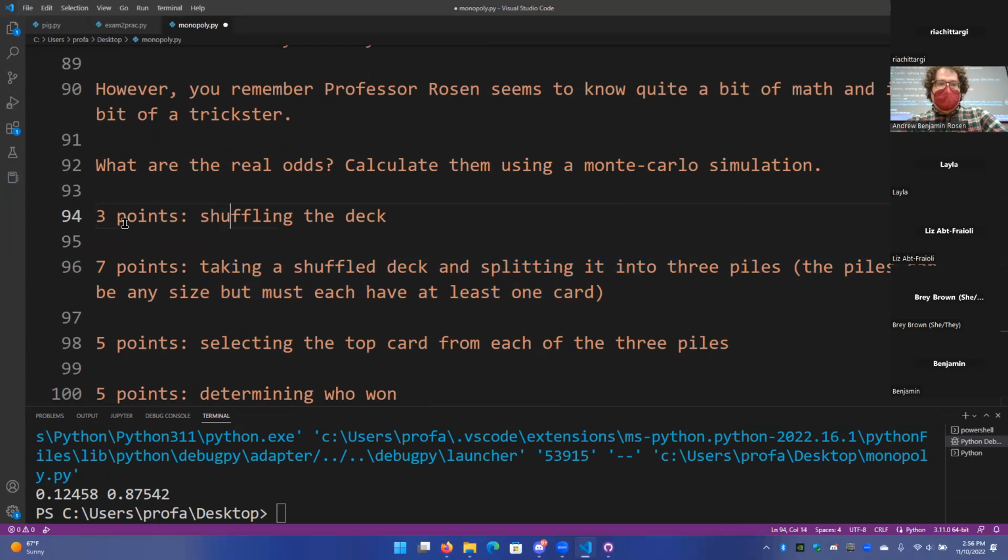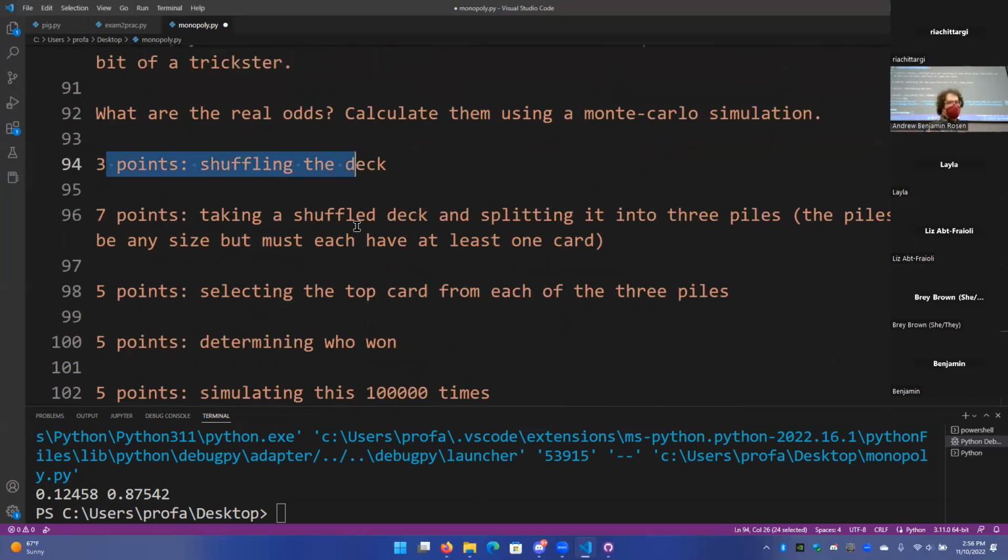So, yep, we've got a list. 3 points for shuffling the deck. 7 points for taking a shuffled deck and splitting it into 3 piles. The piles can be any size, but each must have at least 1 card. That was kind of a hint that, remember, only the top card matters.